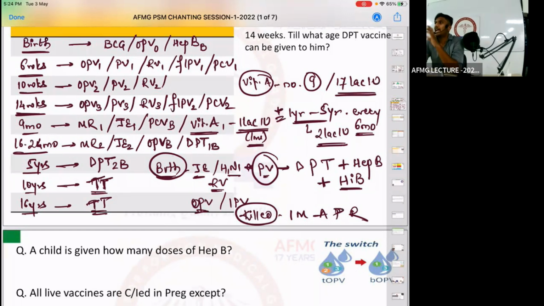JE and MMR, and which route of administration? Subcutaneous. What is the site? Right arm. This question recently came in NEET PG.